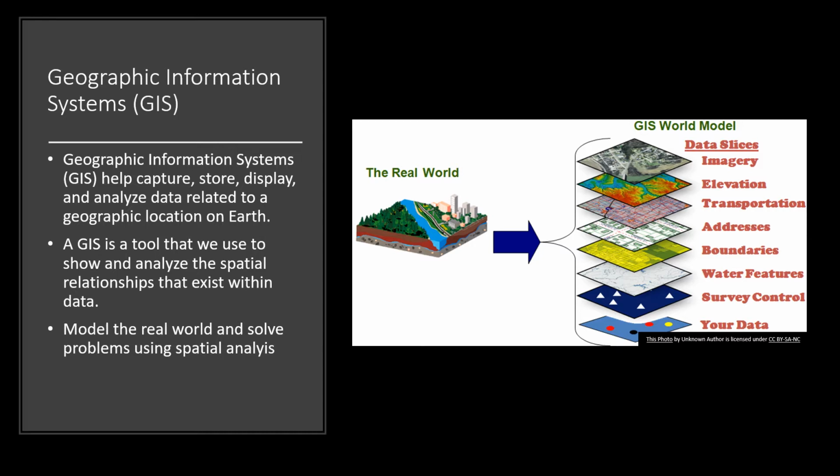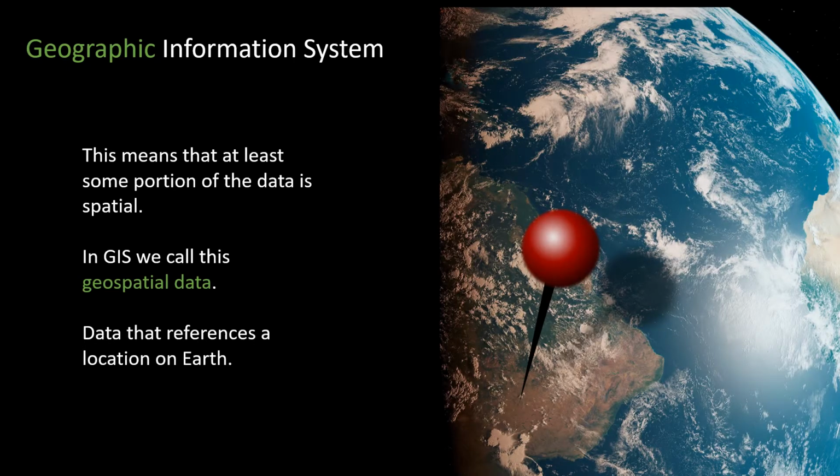So Geographic information systems help to capture, store, display and analyze data. And that data has a geographic location on Earth tied to it, right? It's a tool that we can use to show and analyze the spatial relationships that exist within different data. And we can use it as a model of the real world to solve problems and use spatial analysis. So again, if we pick apart the words, we start with geographic, right? Meaning some portion of the data is spatial. In GIS, we call this geospatial data, and it's data that references a location on Earth.